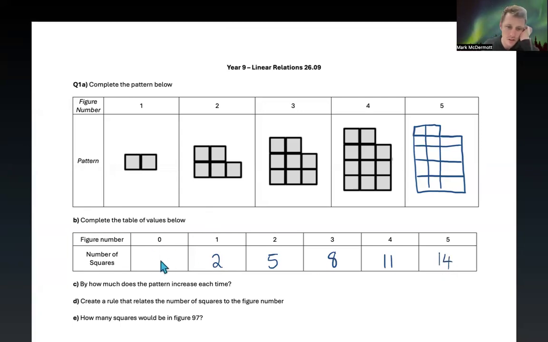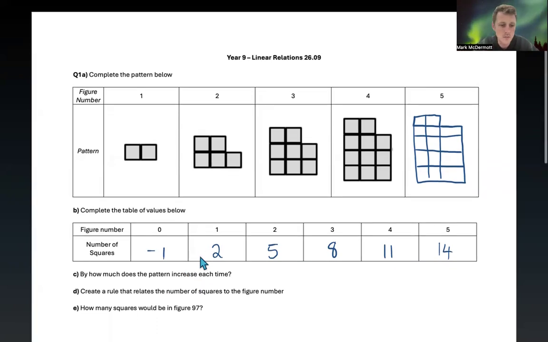Okay, and I've put 0 here because this is actually important. If we think about how the pattern goes up each time, it goes up by 3 each time. So if we did have a figure 0, then that would have -1 as the number of squares in there. Now, obviously, that pattern doesn't continue. We can't draw a -1 square, but that's how the pattern would continue.